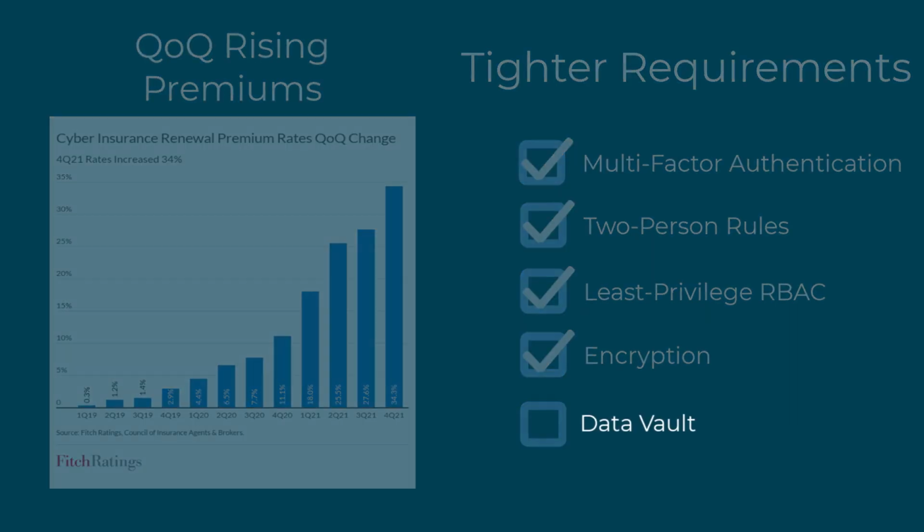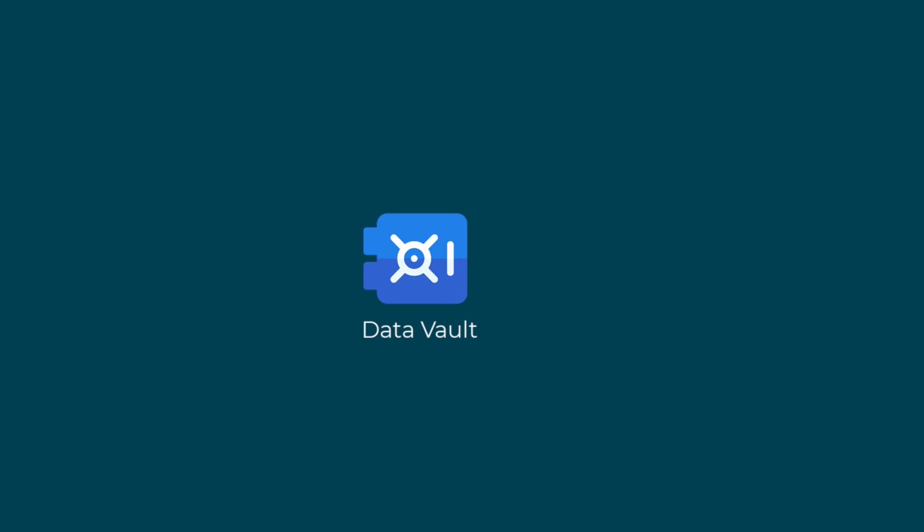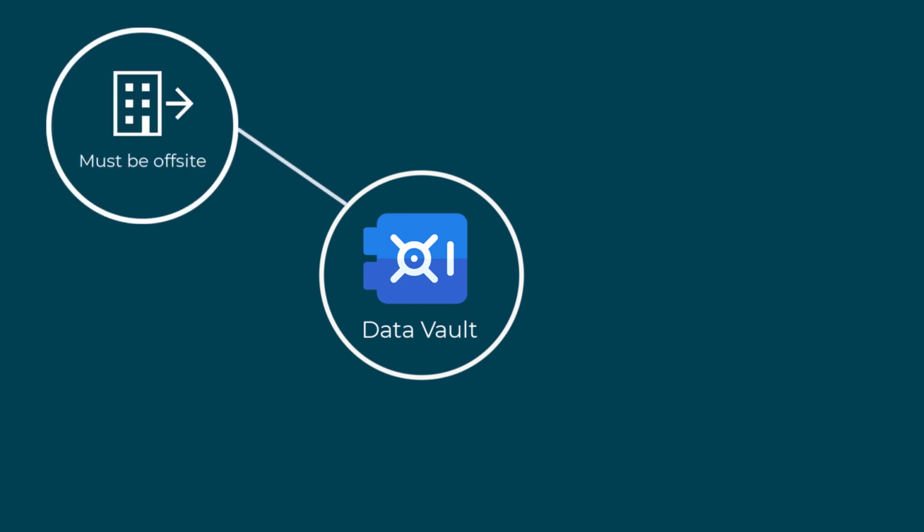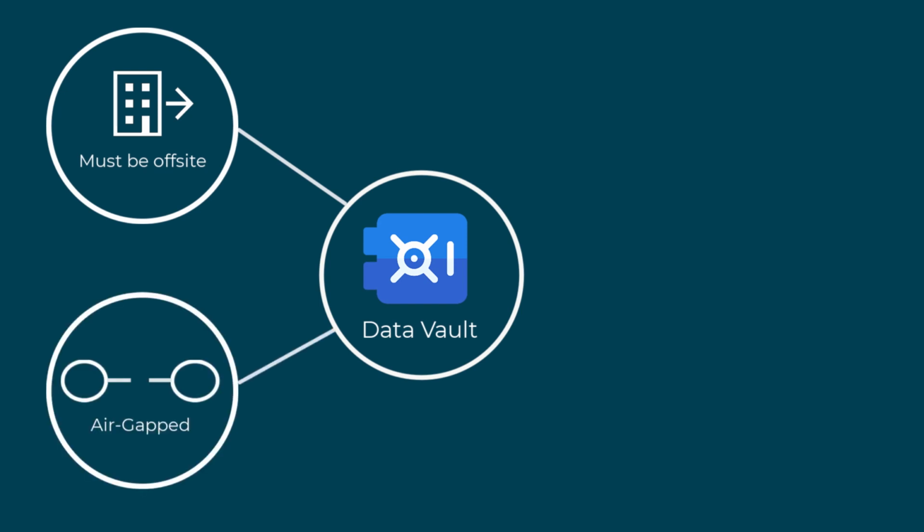So what is a data vault? Well, in layman's terms, it's basically storage that houses a copy of your business, or essentially a backup of your data. But unlike traditional backup storage, data vaults have some unique characteristics. First, they need to be off-site and can't live directly next to your production data. Data vaults should also be air-gapped, be it logically or physically. The point is, they shouldn't be directly accessible from the production networks.